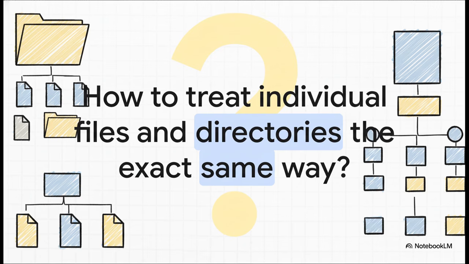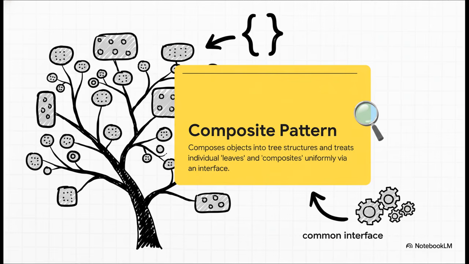So how can you write code that doesn't have to care if it's operating on a single item or a whole branch of the tree? The secret, the magic trick, is to create a single, unified interface that both the individual items and the groups can share. We call the individual items leaves, like our files, and we call the groups composites, like our directories. Both the file class and the directory class would implement the same component interface. And what this means is that our client code can treat a single file and an entire directory structure in the exact same way. That shared interface is everything.